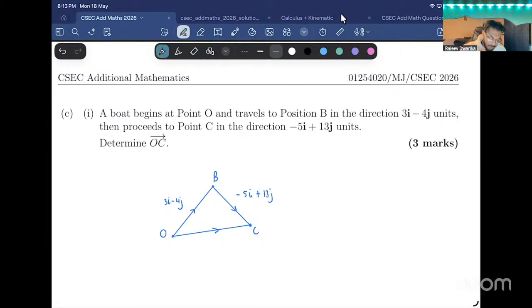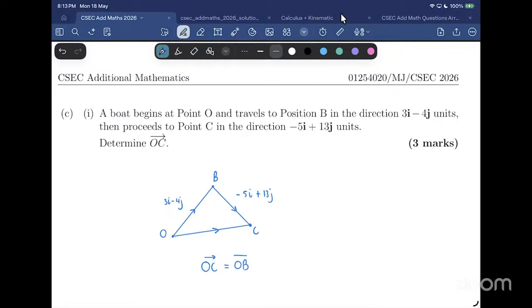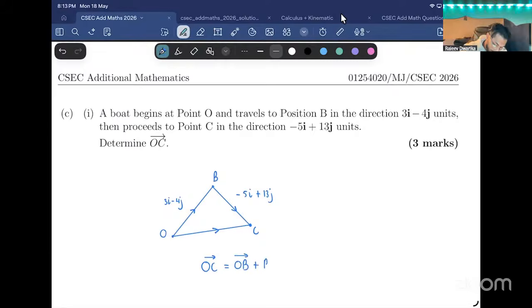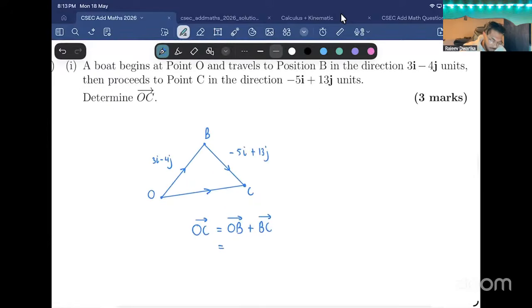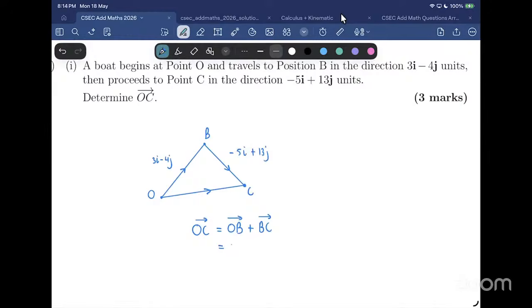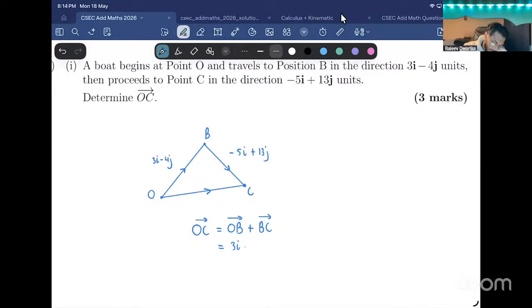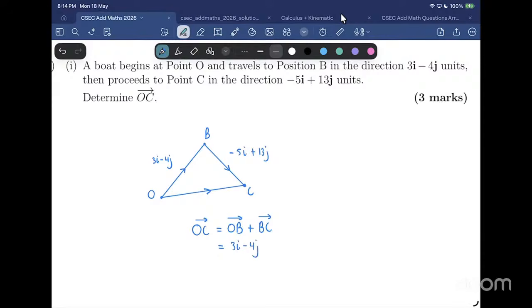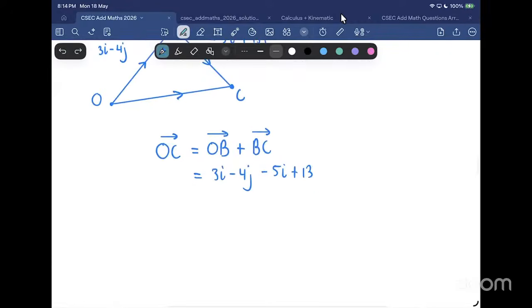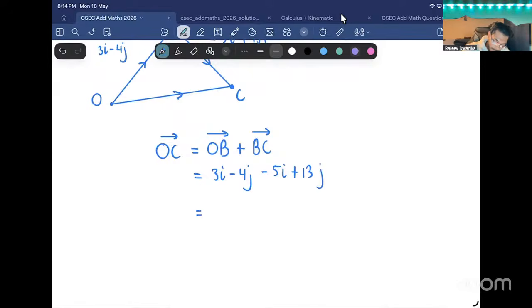Let me show you what I mean exactly. To go from O to C, what did we do? We went from O to B plus B to C. So what was vector O to B? 3i minus 4j. And B to C was minus 5i plus 13j. Now we need to look for like terms. So the i terms: we have 3 and minus 5. What's 3 minus 5?